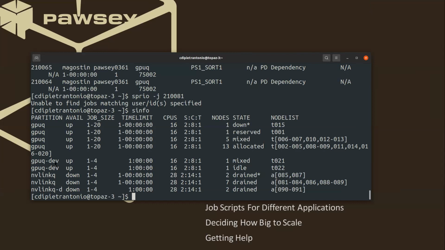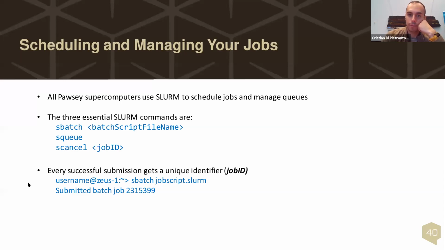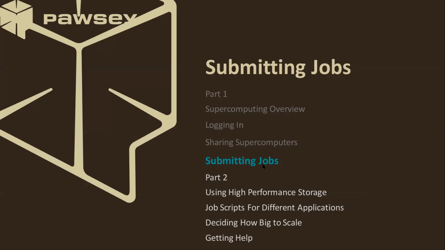Okay. The NVLink queue partition instead is down, which means that all the nodes are not available, so the entire partition is actually down. Hope that answered the question. Yeah, it did.